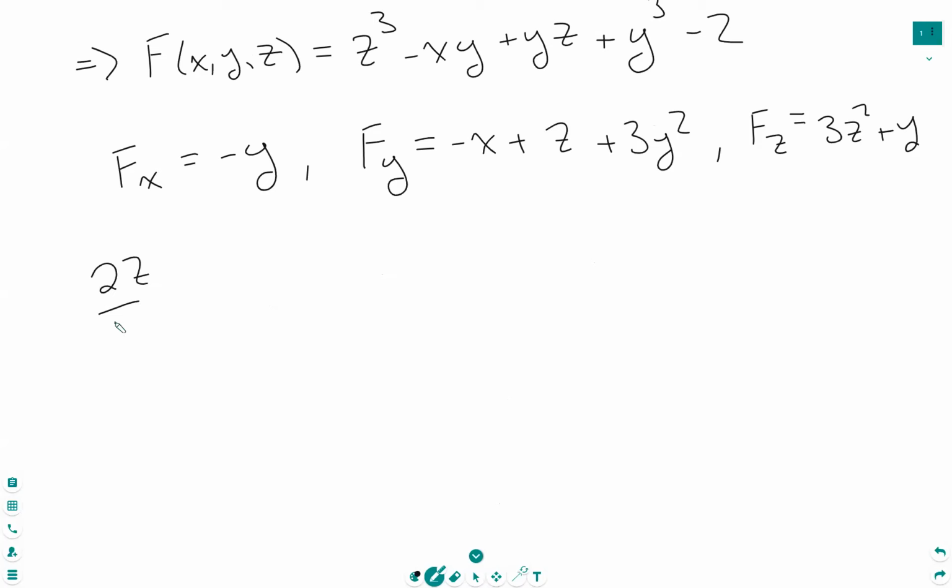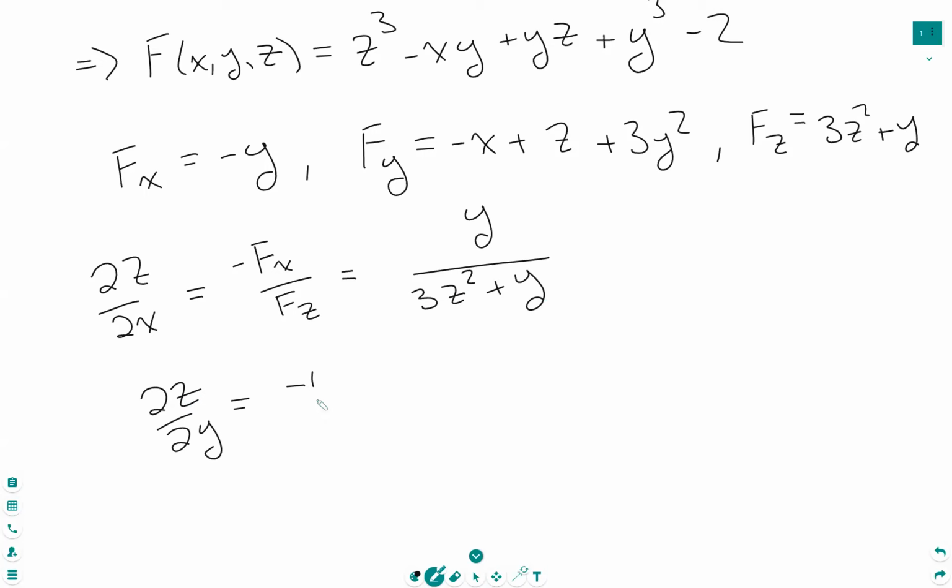So I know that partial z, partial x is equal to negative Fx over Fz, which in this case is y over 3z squared plus y, and partial z, partial y, which is negative Fy over Fz. Oh, sorry, that should be a y on top. This is going to be our x minus z minus 3y squared over 3z squared plus y.